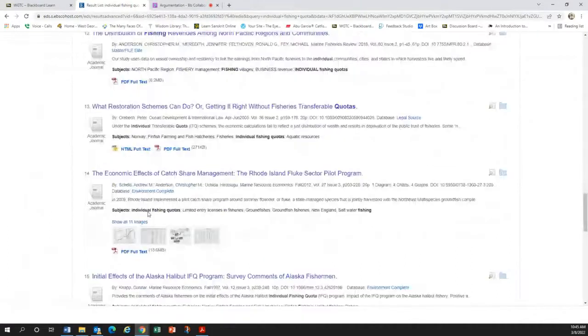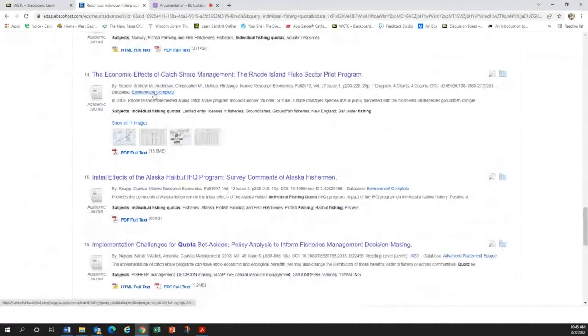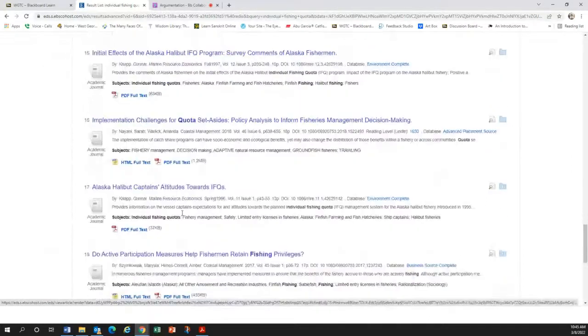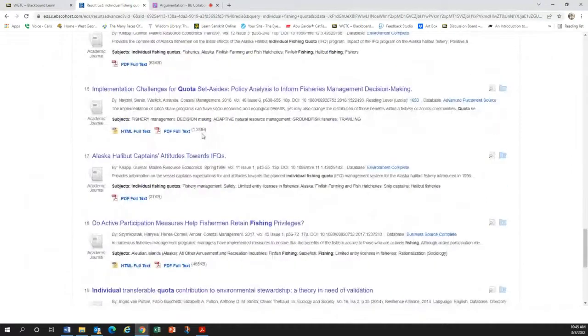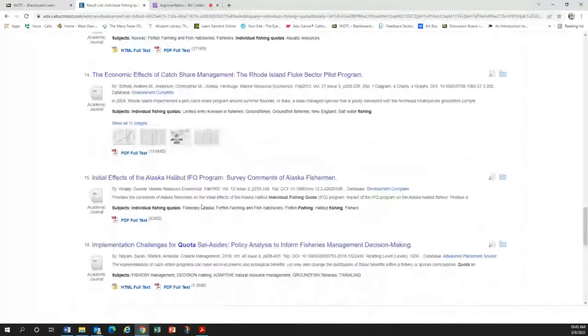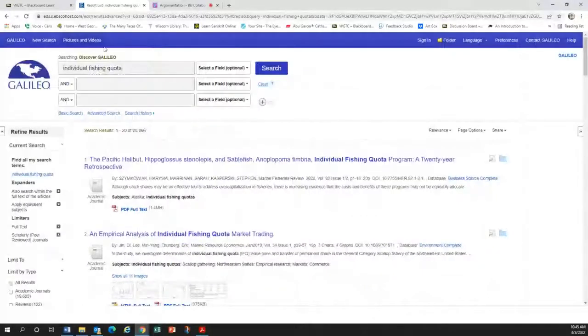The economic effects of catch. So you could use economic effects to help make your argument. If there are economic benefits to it as well, that could help. Alaska halibut captains' attitudes. Oh, are IFQs popular? Implementation challenges for quota set-asides, individual. Okay, so we're finding some hits here. You might have to dig, but at least what we did is we got some good searches. And of course, remember that original text had some information about IFQs as well that you could use.